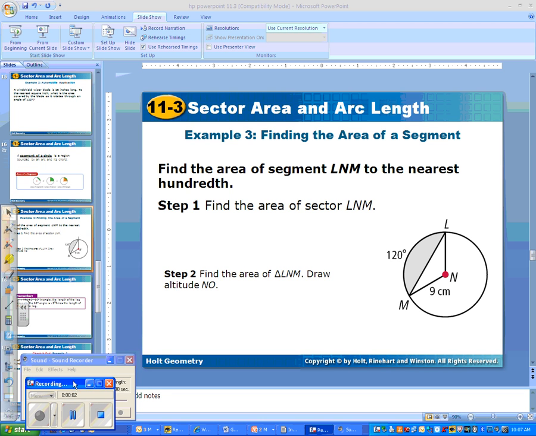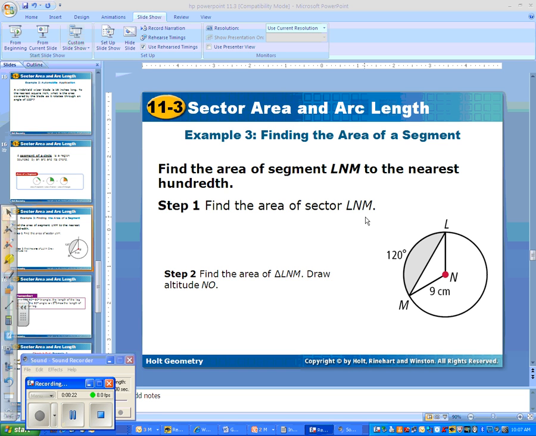Okay, this is the second video for 11.3. This is the more challenging video because how I can make these questions harder for you guys is if I mix 30, 60, 90 triangles in, or special right triangles as well, into the area of segment problems.